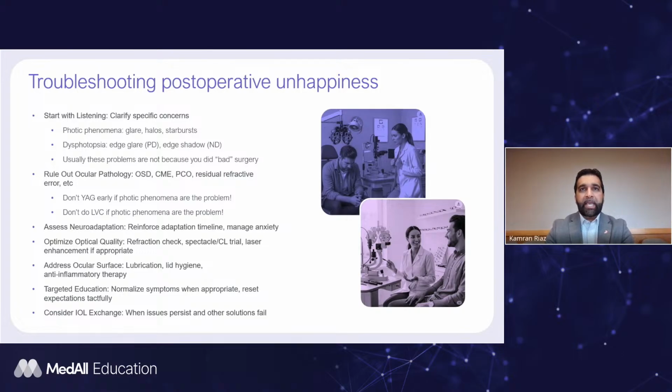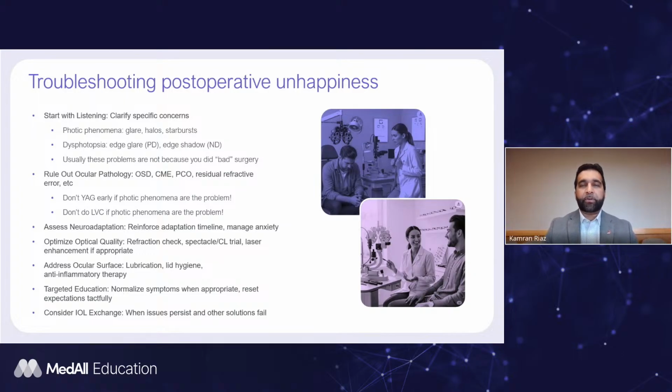Now, if a patient is seeing well, this is where we have to be a psychiatrist: assess the neuroadaptation, reassess the adaptation timeline, and manage the anxiety these patients have. This is where the tincture of time can be your best friend. We want to optimize the optical quality, making sure the refraction was done correctly. All of us in our practices have technicians that are amazing and others that are still learning, so have your most experienced refractionist refract these patients. A contact lens trial may be helpful. Laser enhancement may be helpful if we truly have a refractive miss.